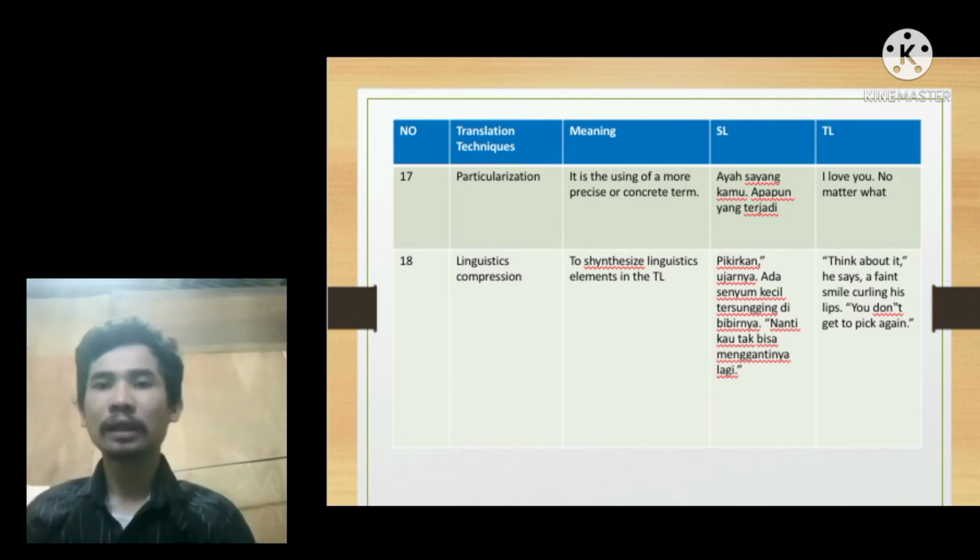And the last one in translation technique is linguistic comprehension. Linguistic comprehension is to synthesize linguistic elements in the target language. The example in the source language is "pikirkan, ujarnya, ada senyum kecil tersungging di bibirnya. Nanti kau tak bisa menggantinya lagi". And the target language is "think about it. He says, a fine smile curling his lips. You don't get to pick again".